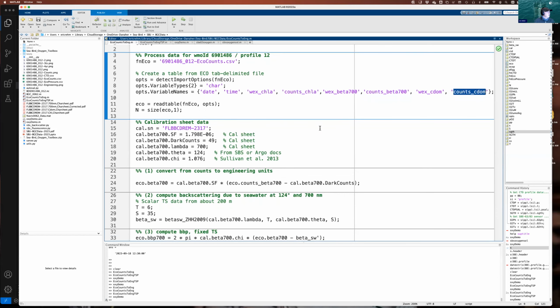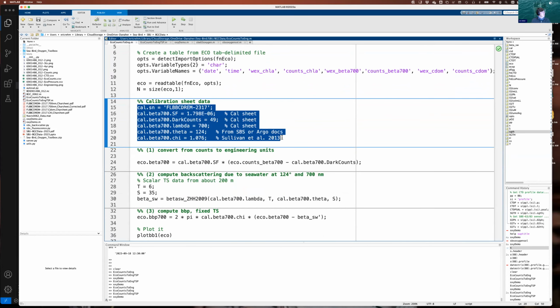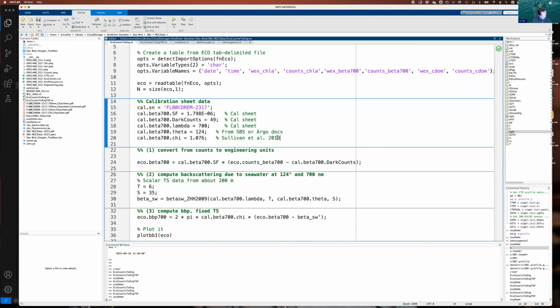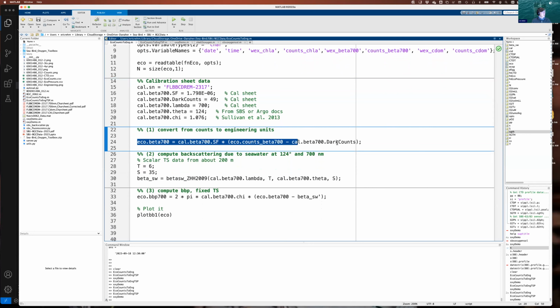This is really just algebra at the end of the day, but we do need that calibration data. So what I've done is hard coded, just from the sheets that we saw before, that scale factor and those dark counts, and some other information that we need. We know that the backscattering due to seawater, we have to know what the wavelength is, and we need to know what that angle is, 124 degrees. And we need to know what that chi factor is. And you can get that from this paper, which is in our resources, or you can get it from the Argo documentation, which is also listed in the resources.